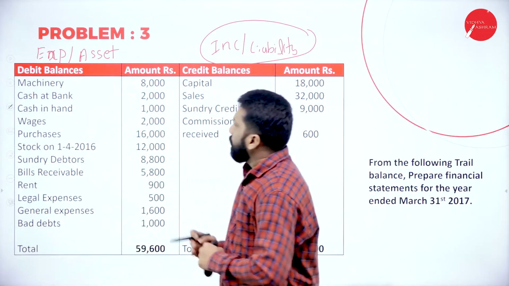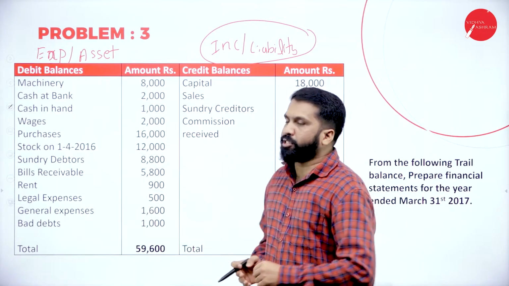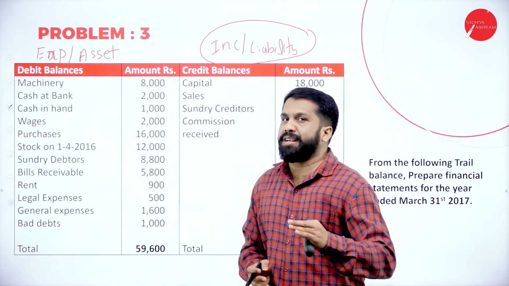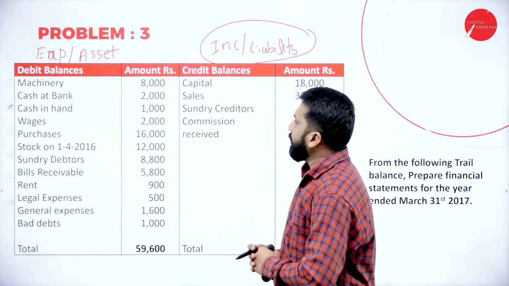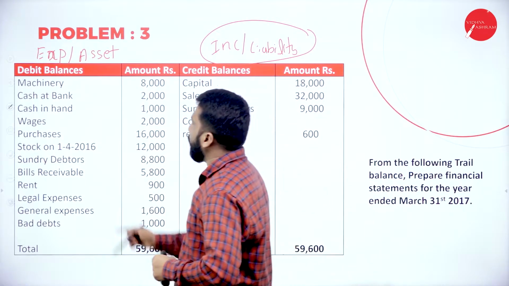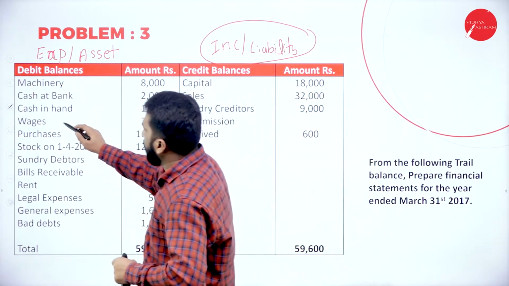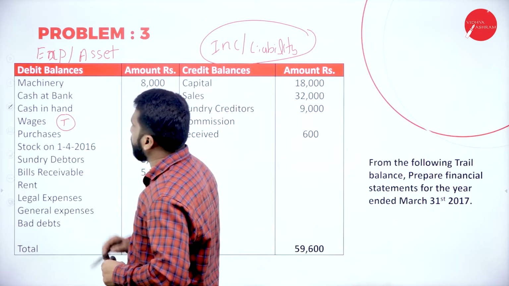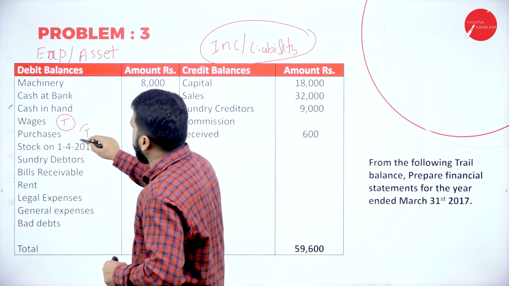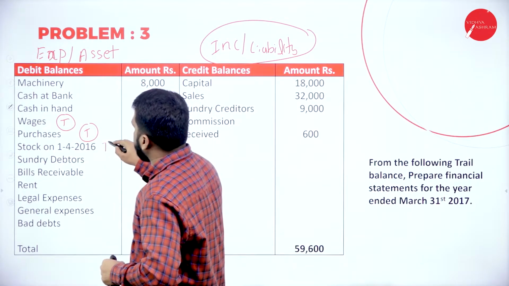Now, machinery comes under asset. So we are concentrating only on trading items. Cash at bank asset, cash in hand asset, wages. Wages comes under your trading account. I'll mention wages as trading. Purchases also trading. Your stock.